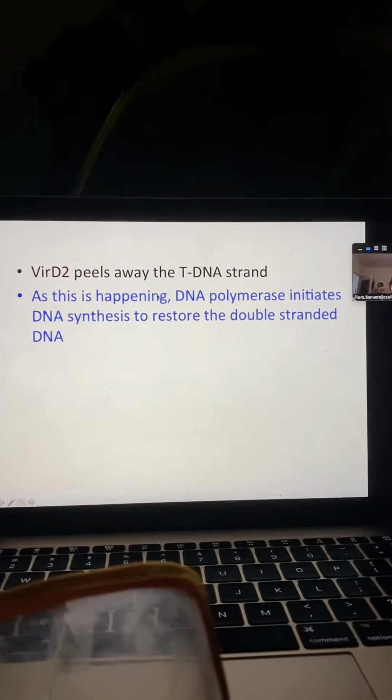So VRD2 is analogous to relaxase. VRD2 peels away this tDNA strand, and as this is happening, as you saw in the diagram, DNA polymerase is initiating synthesis in the opposite direction to restore the double-stranded DNA. You cannot have gaps of single-stranded DNA because they will be degraded. So the rest of the VRC and VRD proteins fall off the complex. VRD2 remains attached all the way until the transfer into the plant nucleus.